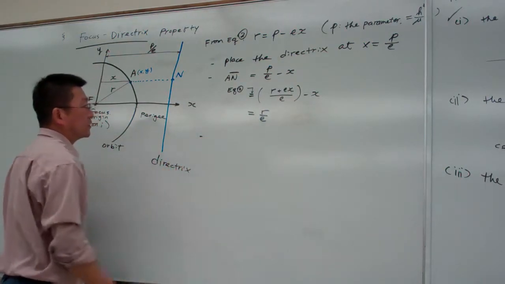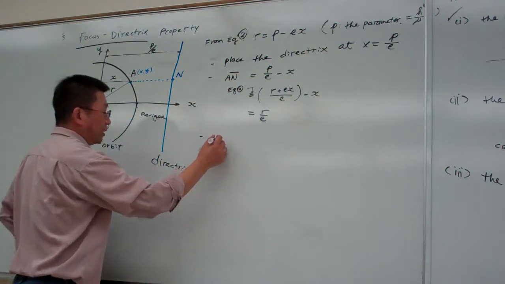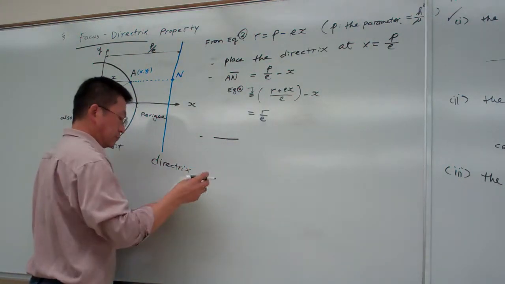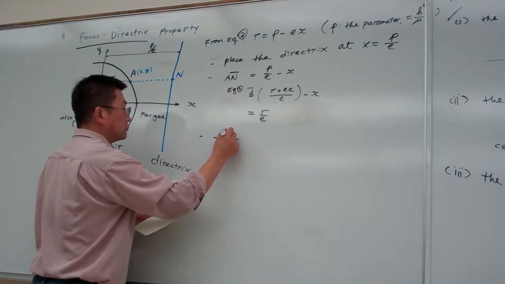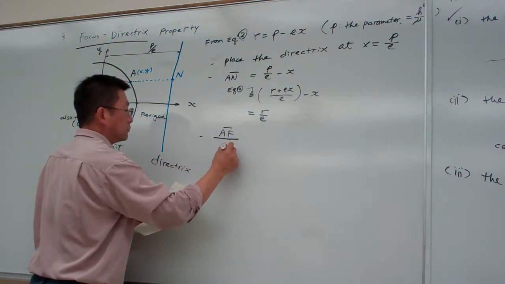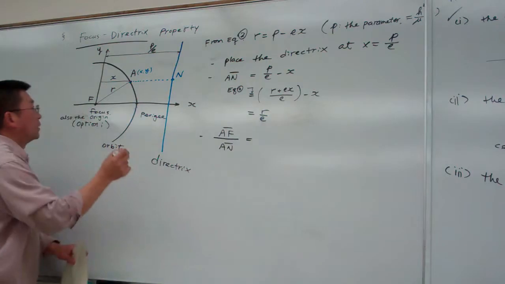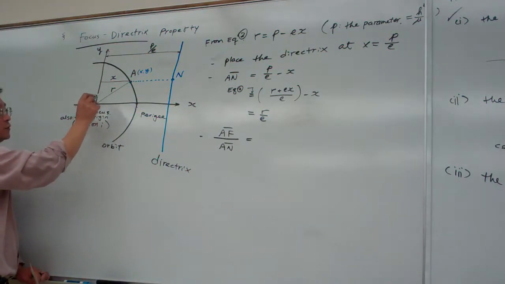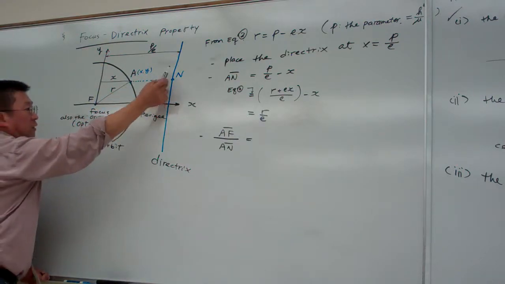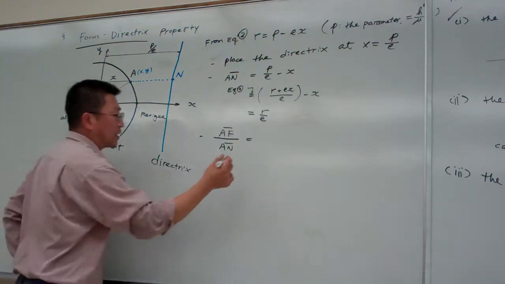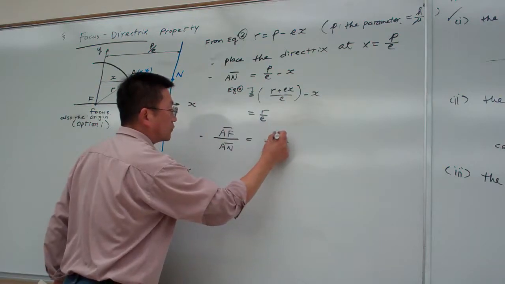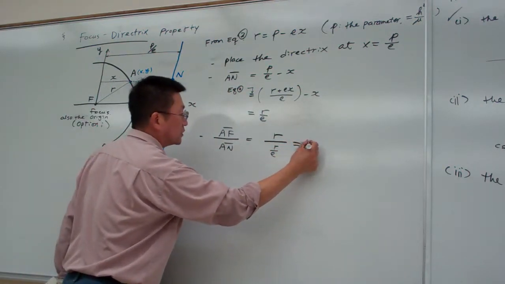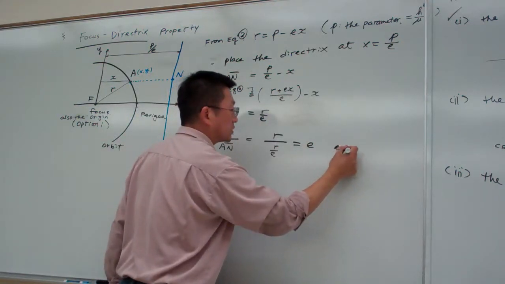So therefore, you can see we compare the ratios. The distance between a point on the orbit to the focus, to the distance to a special line, which we call the directrix, equals how much? AF equals R, and AN equals R over E, so the ratio is E. E is our eccentricity.